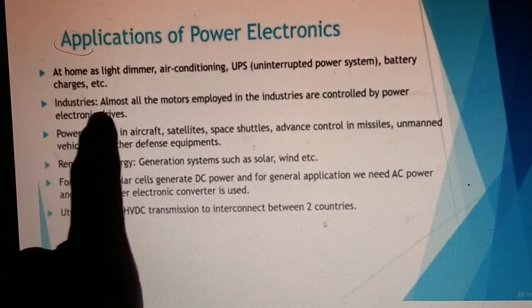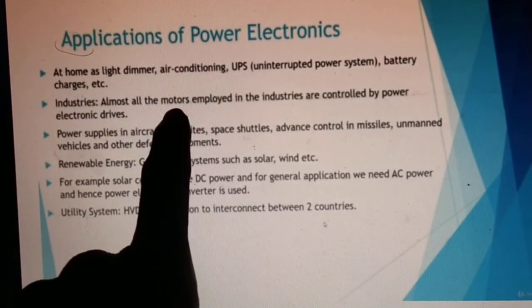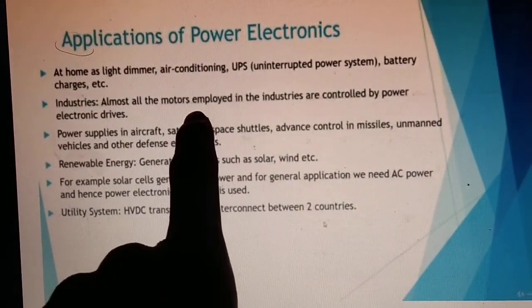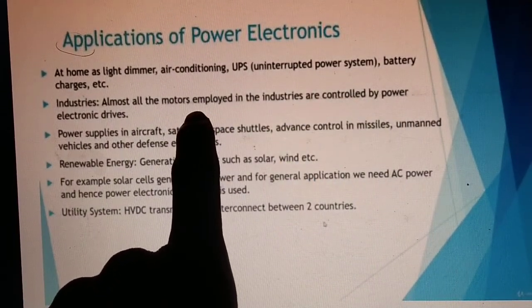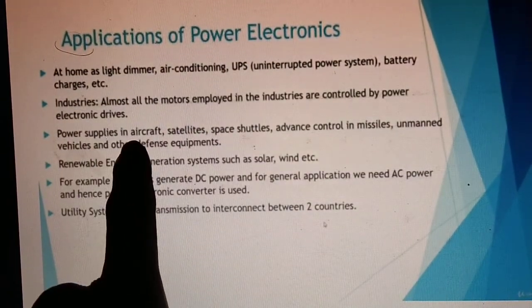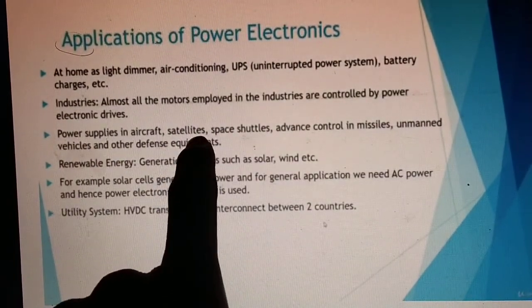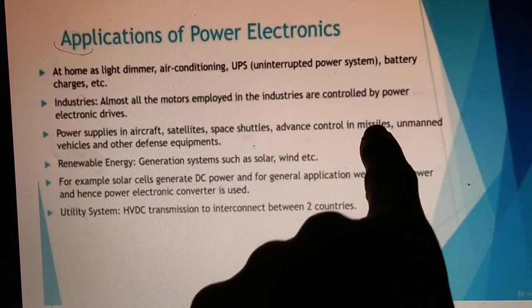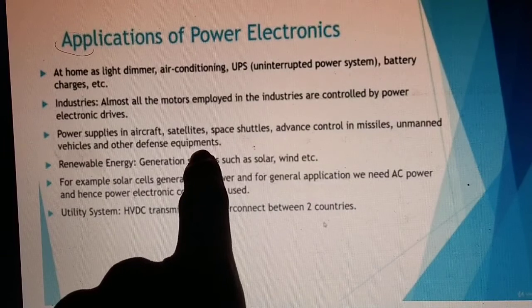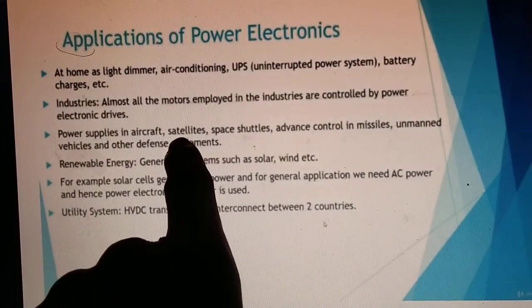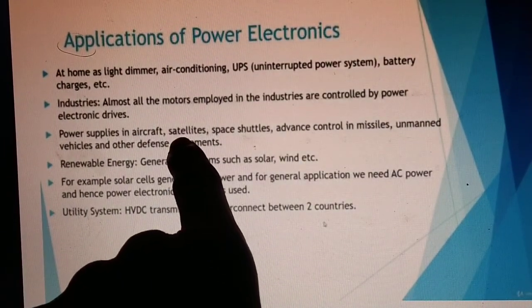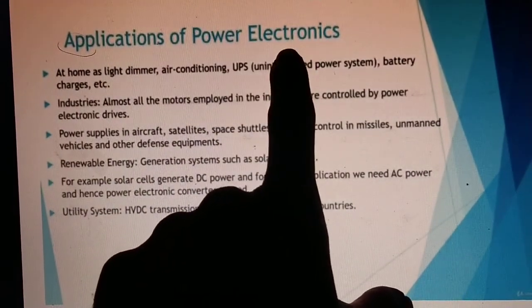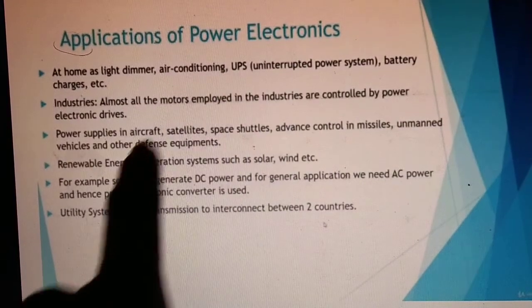And next one is industries application. Almost all the motors employed in the industries are controlled by power electronic drives, we know very well that. And next, power supplies in aircraft, satellites, space shuttle, advanced control in missiles, unmanned vehicles, and other defense equipment. Here we have to see one, that is satellites. Nowadays, satellites work completely by using power electronic devices. That is the main advantage of this power electronics.